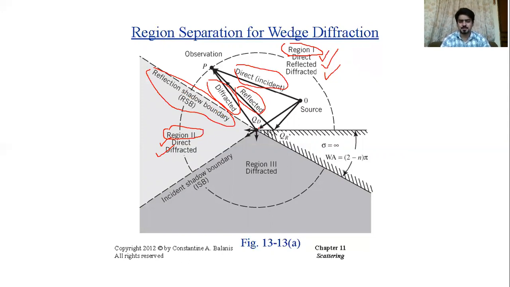Again, we also define something like a transition region. This is not a sharp boundary, it's a transition region. The region around the reflection shadow boundary is called the transition region, TR, and that transition region is the reflection transition region. On one side of the transition you have the reflected field, and on the other side you don't have the reflected field.